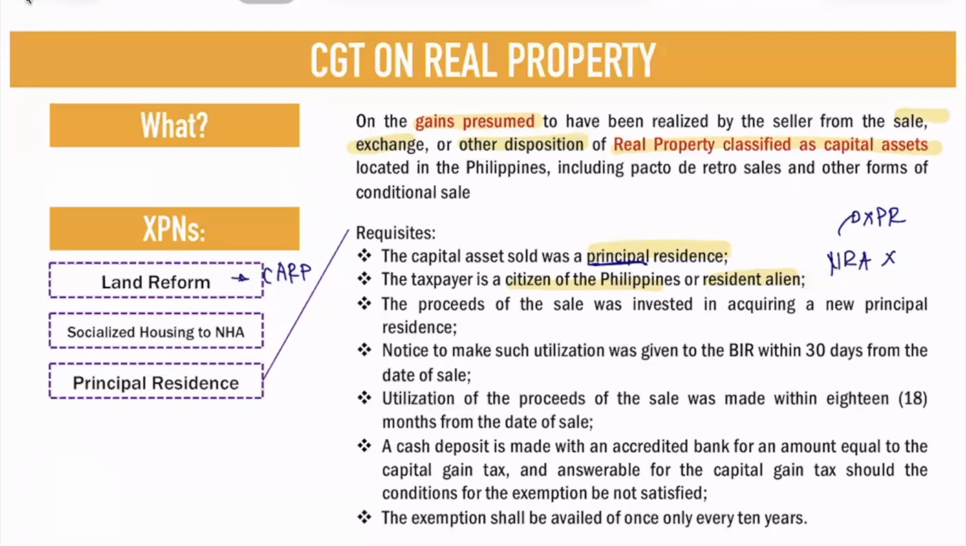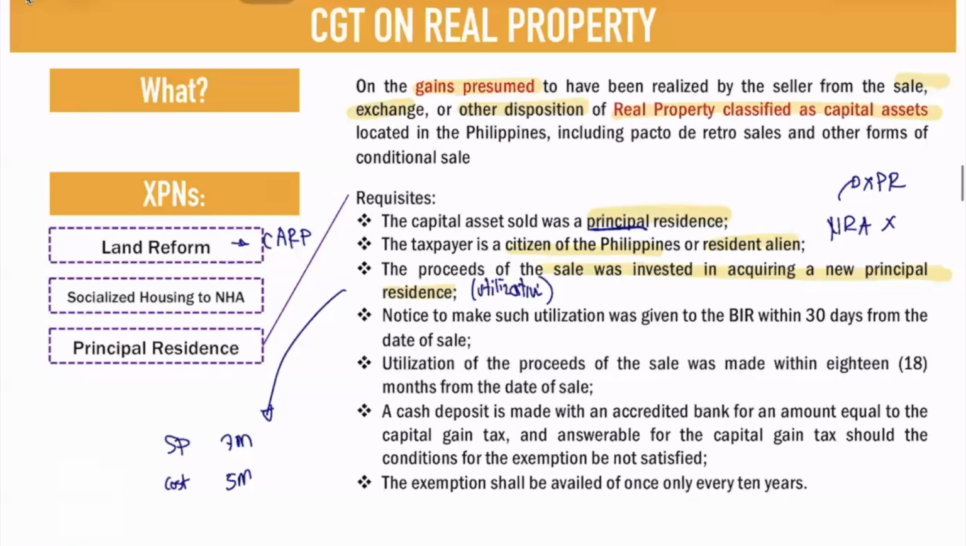Another, the proceeds of the sale was invested in acquiring a new principal residence. This talks about utilization. So let's say, for example, the selling price is 7 million. The cost of the property sold is 5 million. Now, you purchase a new principal residence for 10 million. So did you utilize the whole 7 million? If ever it was invested in full normally for the new principal residence, then it could be exempted.